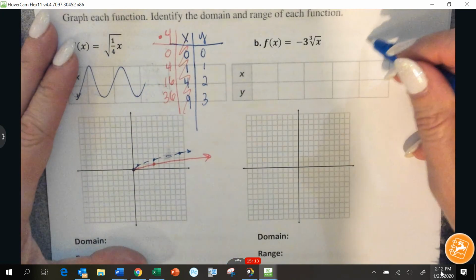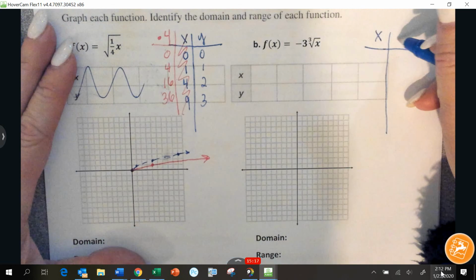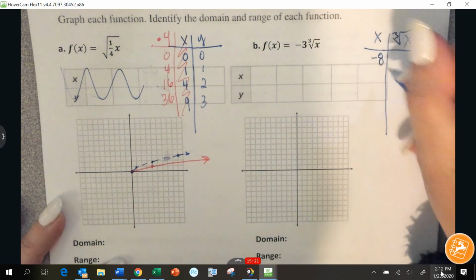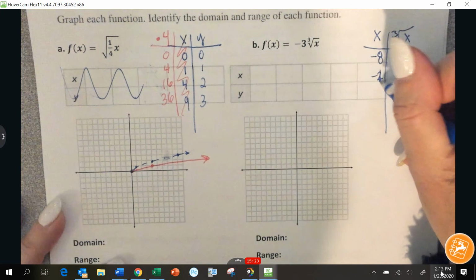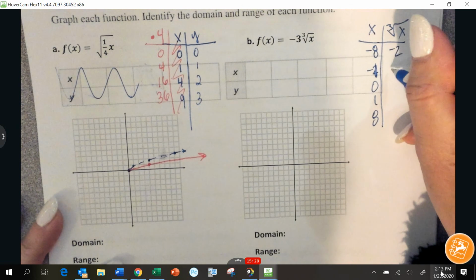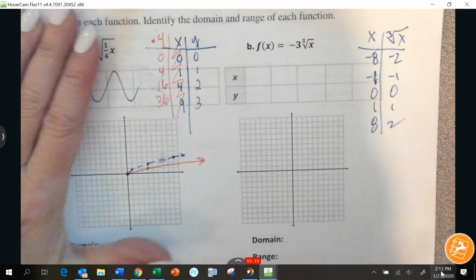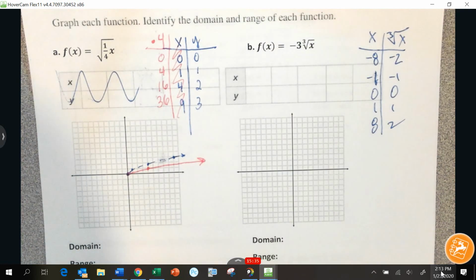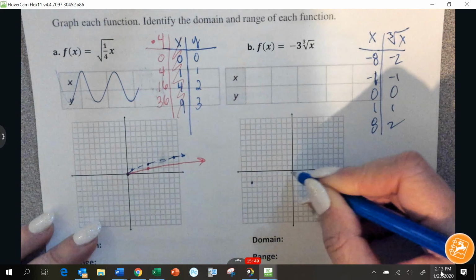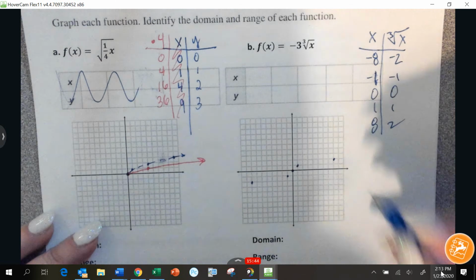All right, B. So B is a cube root. I'm going to start with the cube root parent function points. So -8, -1, 0, 1, 8, which gives me -2, -1, 0, 1, 2. And I can go ahead and graph those. Parent function. I'm going to connect them with a dashed line because they're not the real function.